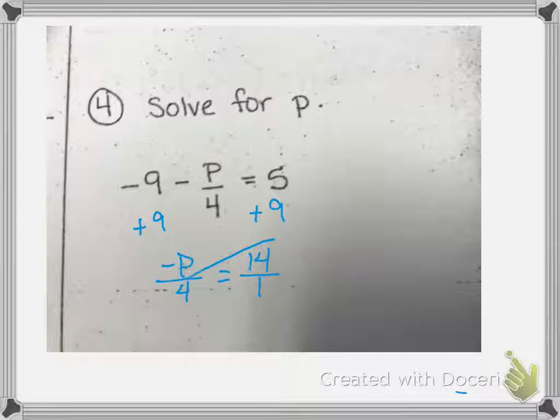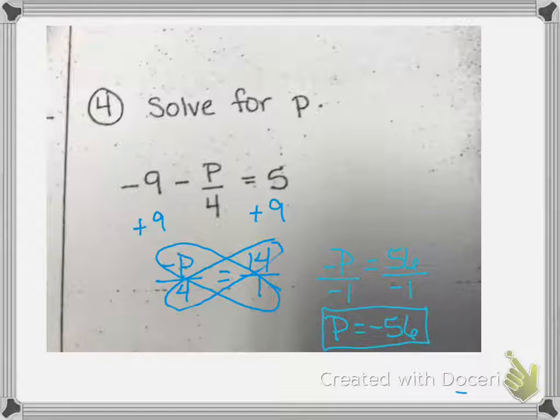Okay, I'm sure you've seen this before. So we've got now 4 times 14 and -p times 1 is what we're doing here. So -p times 1 is -p. 4 times 14 is 56. We'll divide by -1, and p is equal to -56.